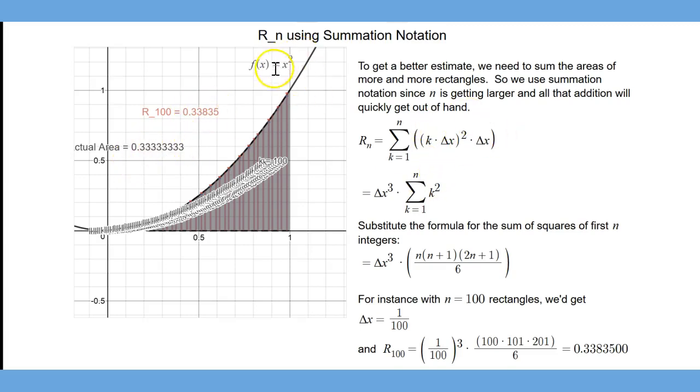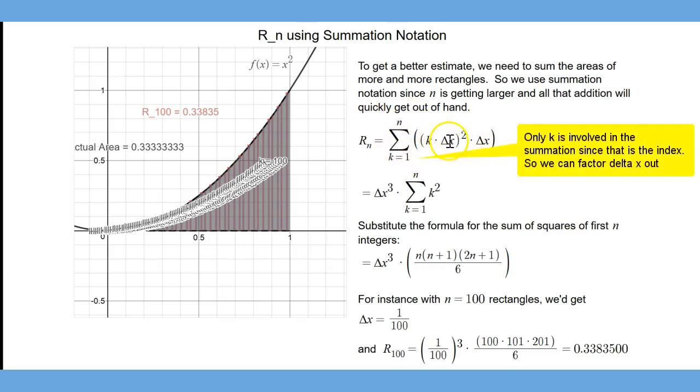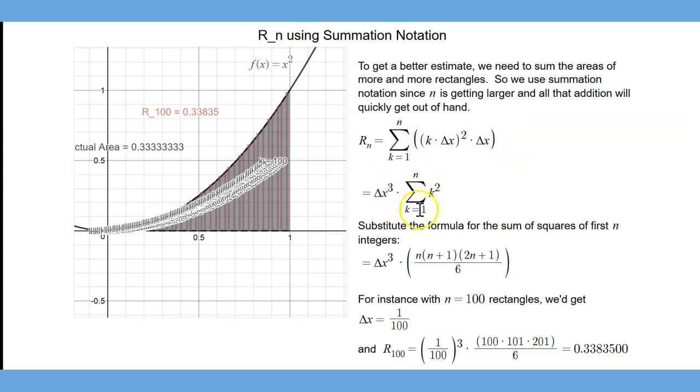So let's look at this function x squared. I don't want to sit down and figure out 100 of these areas and add them all up. So what we're going to try to do is find a formula that we can use to simplify these things. This is the summation notation for my right hand estimate. Notice that I can factor out the delta x factors because those aren't involved in the summation. So I have delta x squared times delta x. I'm going to factor that out, and I'm just left with this.